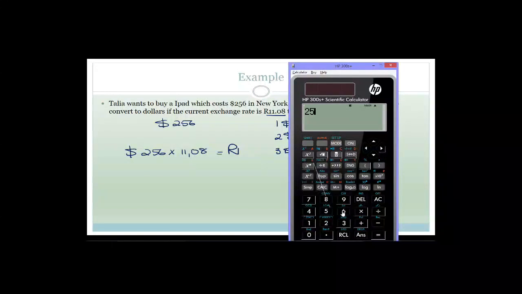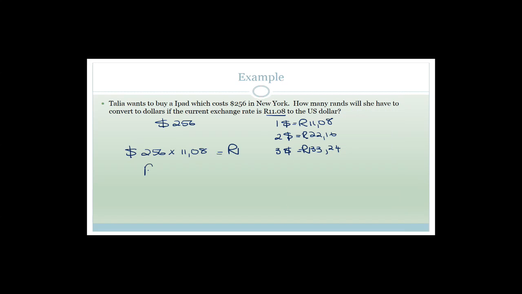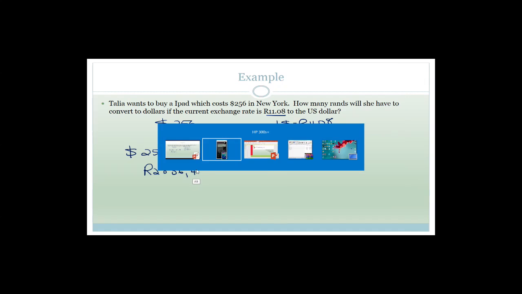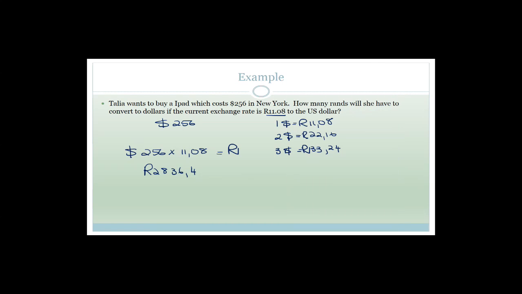So that is 256 multiplied by 11.08 equals 2,836 rand and 48 cents. Okay then, not too bad, hey?